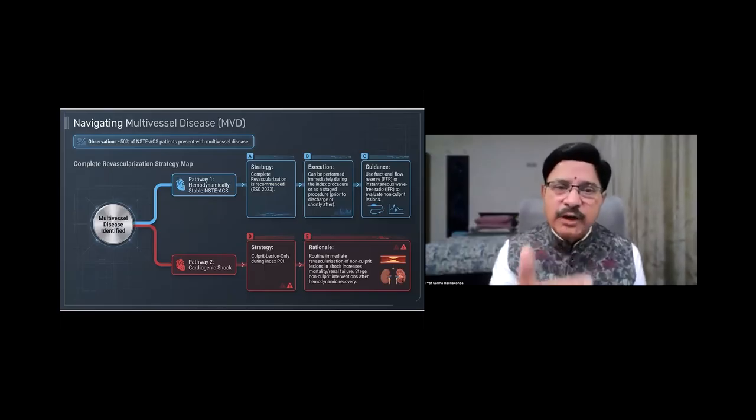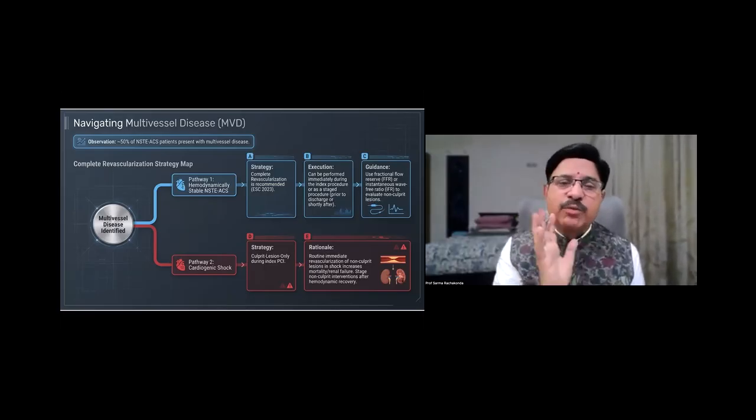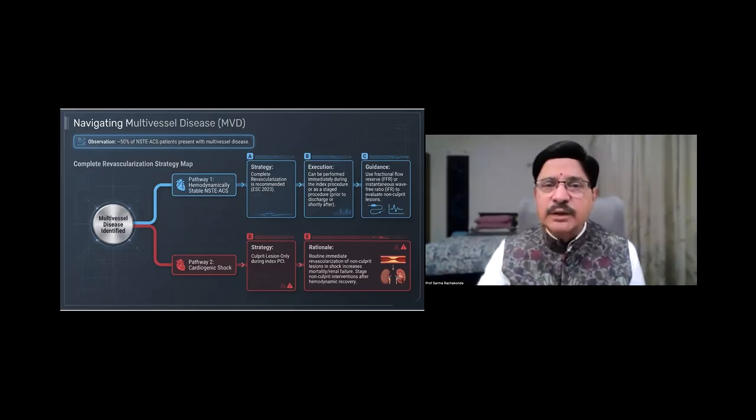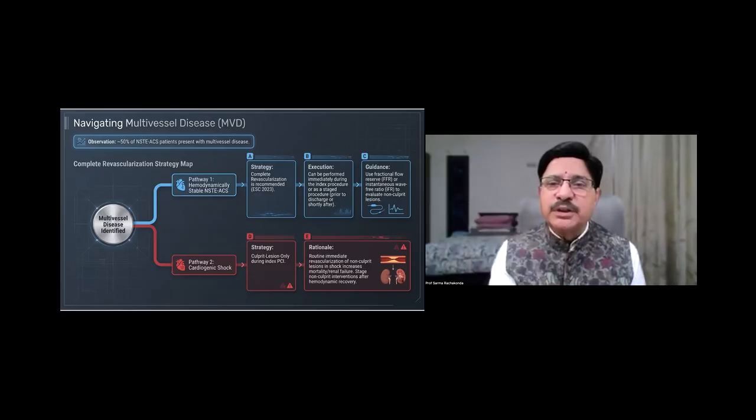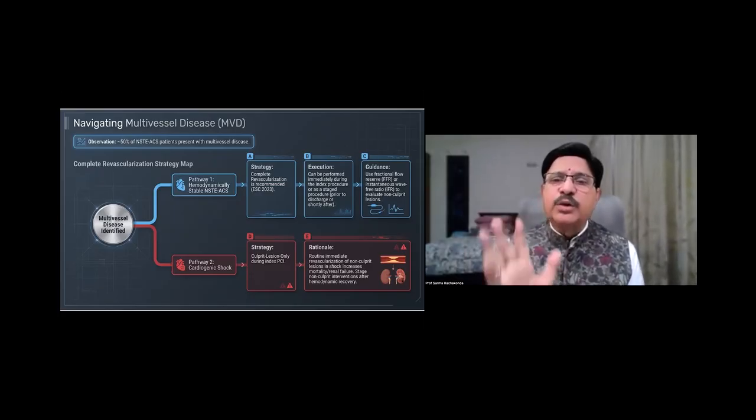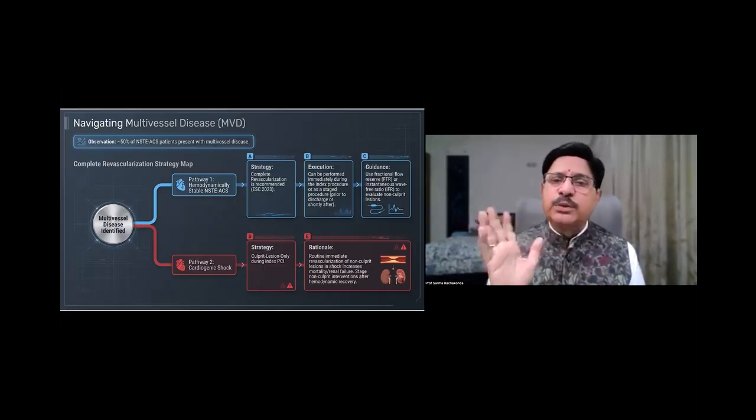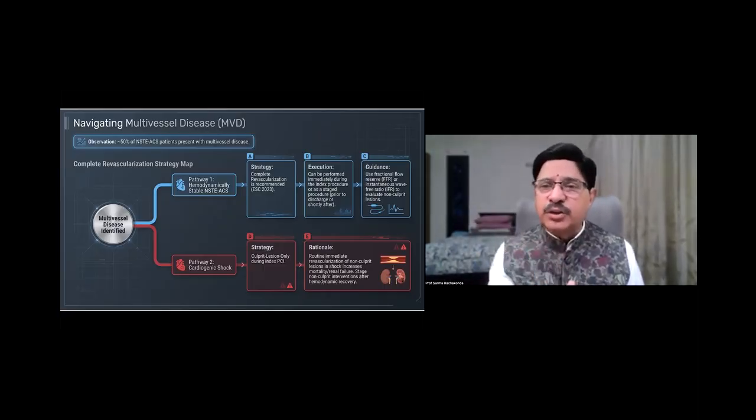Pathway 1 is the hemodynamically stable fellow. NSTE-ACS is there. Complete revascularization is recommended. If 3 vessels are blocked, tackle all 3 vessels using PCI, which can be performed immediately during the index procedure, as a staged procedure, or as a staged procedure prior to discharge.